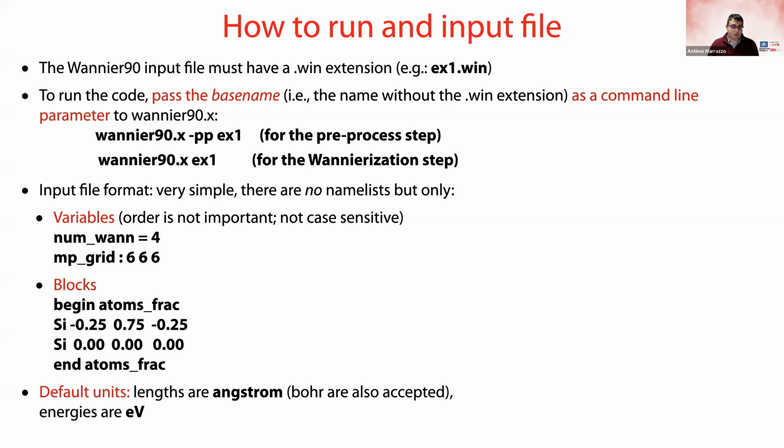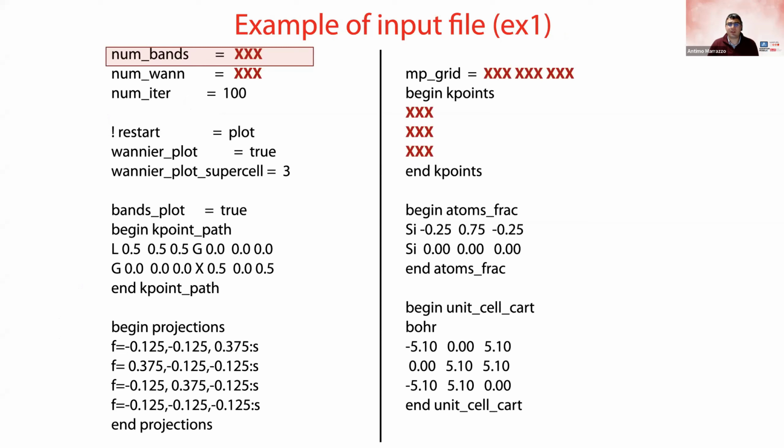The default units are angstrom, but Bohr are also accepted if you specify that, and energies are eV. This is an example of an input file you will encounter in exercise 1. You need to specify the number of bands. This needs to be equal to the number of bands you have in the NSCF calculations, unless you specifically exclude certain bands. There is an option to exclude some bands from among the ones you computed with Quantum Espresso.